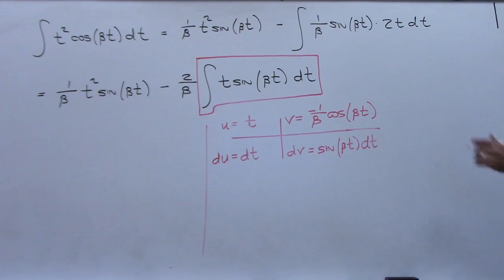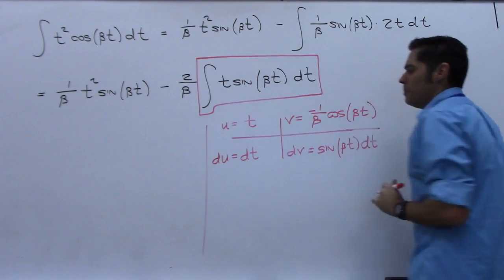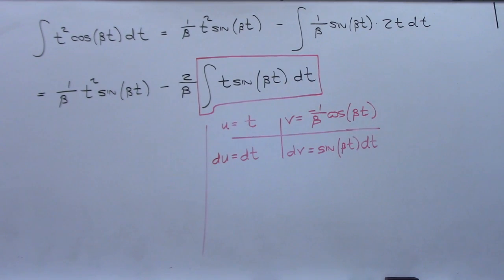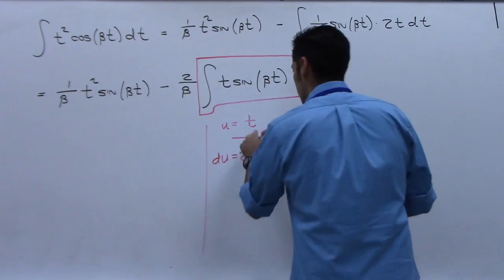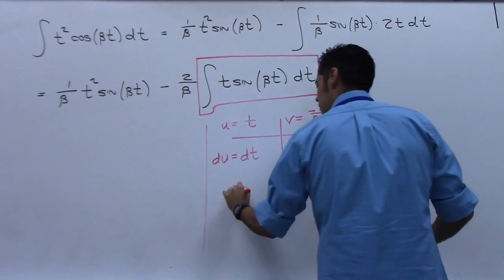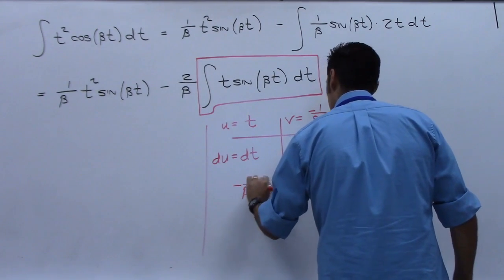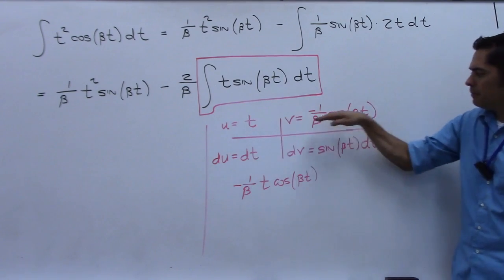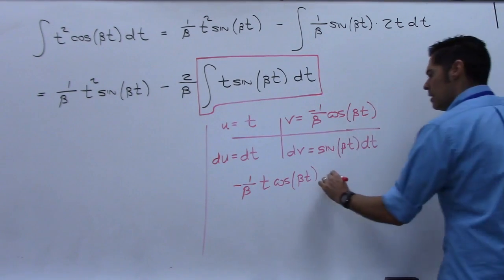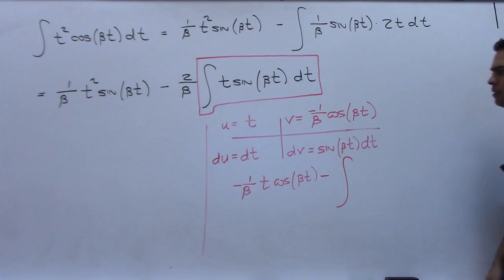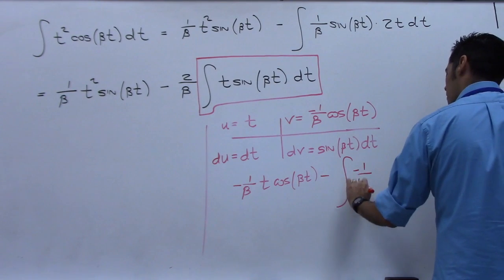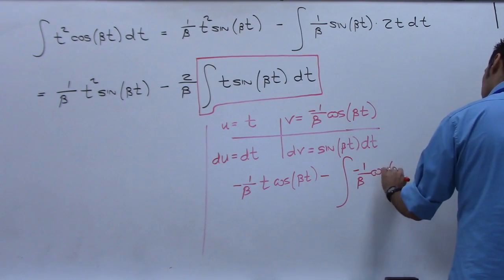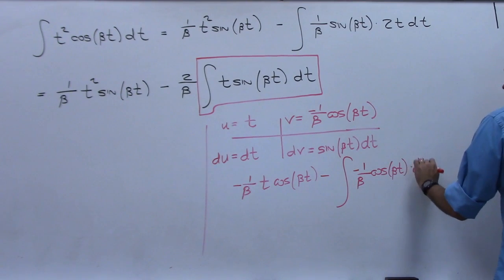All right, so this red part right here is going to become uv minus integral v du, right? So right down here, I'm going to write it. U times v, that's this times this. So negative 1 over beta t cosine beta t. That's these two multiplied. Minus integral voodoo, which is negative 1 over beta cosine beta t times dt.